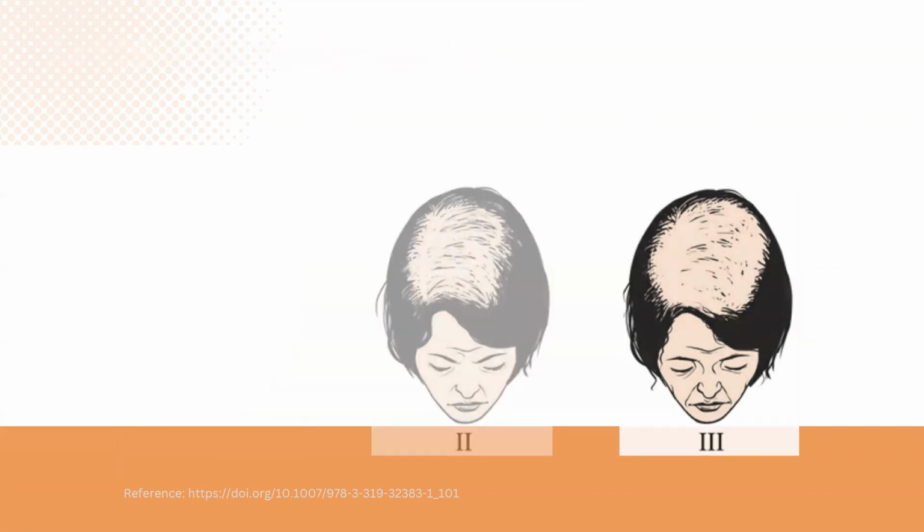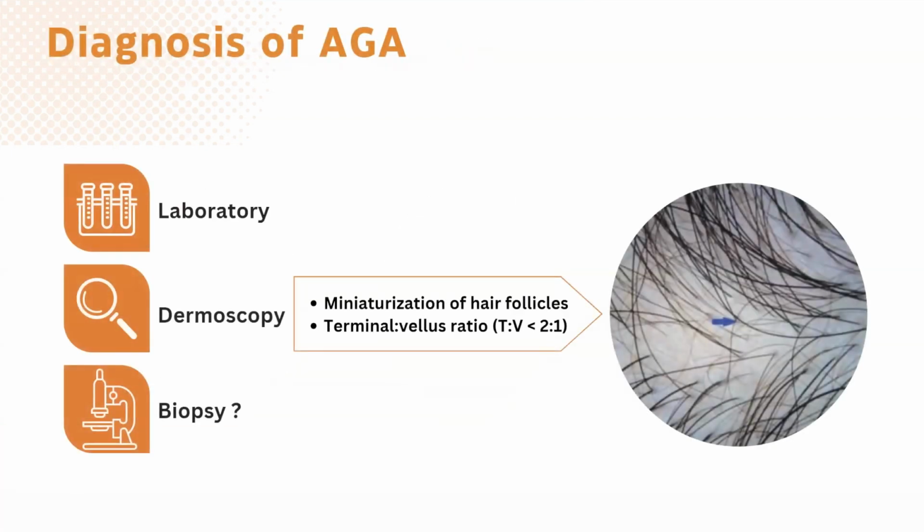So now moving to the diagnosis, what is the role of labs and biopsy in the diagnosis of pattern hair loss? Most of the time we diagnose pattern hair loss clinically because it is very easy to diagnose. The pattern is very clear. And as I told you, we need to do some tests first clinically to differentiate. We need to always do a hair pull test.